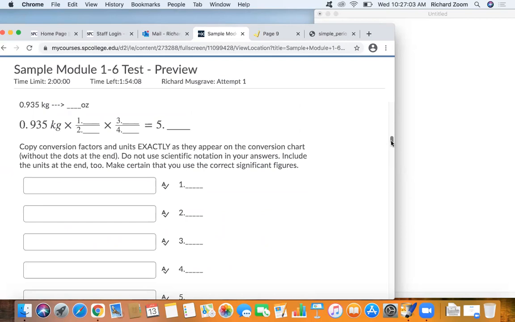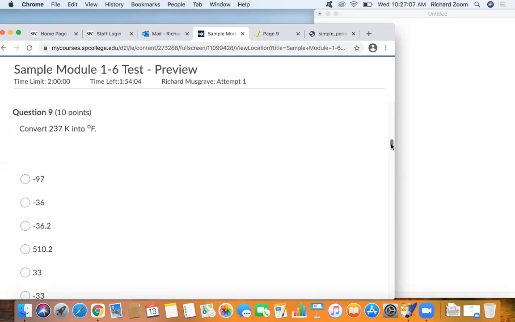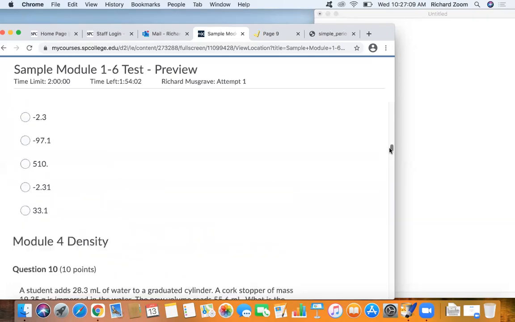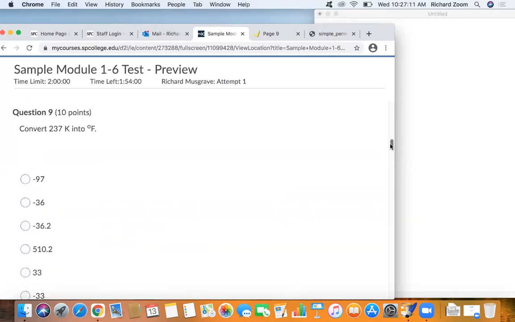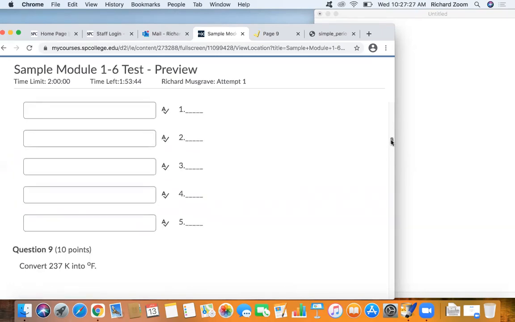Same with the second problem that involves two steps. Then you've got your multiple choice conversion problem here. And again, as far as significant figures go, it goes by the number of places past the decimal. So 237K has no places past the decimal. Your answer is going to have no places past the decimal once you figure that out. All right, does anybody have any questions?